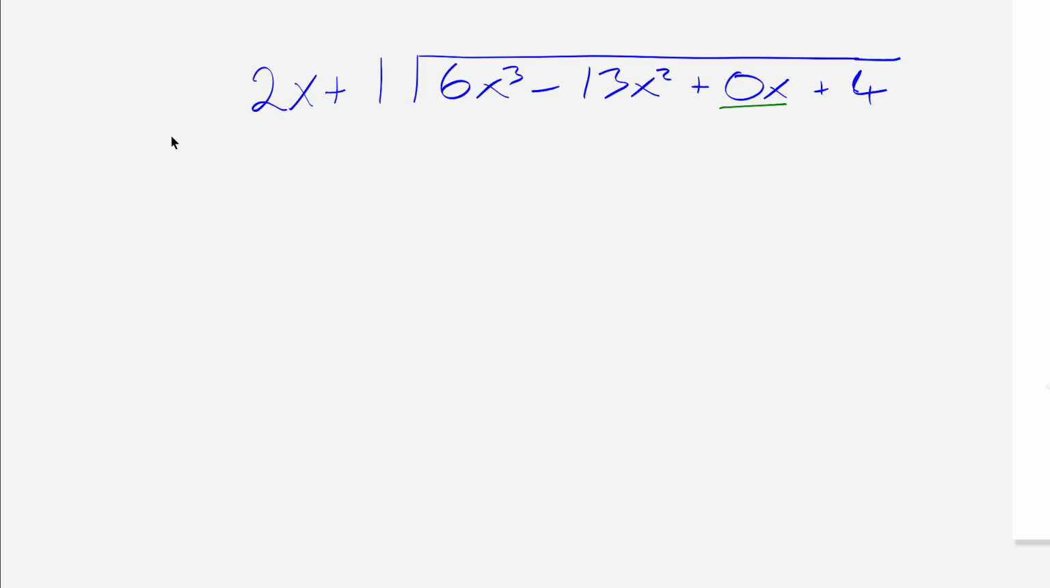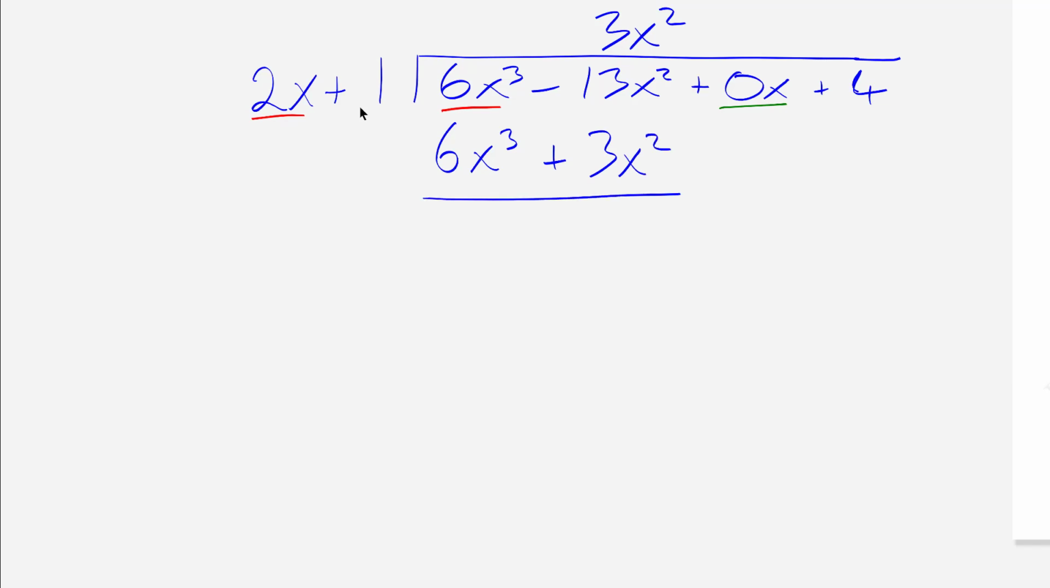So the first step is to divide. The leading term here divides into the leading term here. So 6x cubed divided by 2x would be 3x squared. Then remember, the next step was to multiply by the factor. So 3x squared gets multiplied by 2x plus 1. So 3x squared times 2x is 6x cubed. And 3x squared times the plus 1 is plus 3x squared.